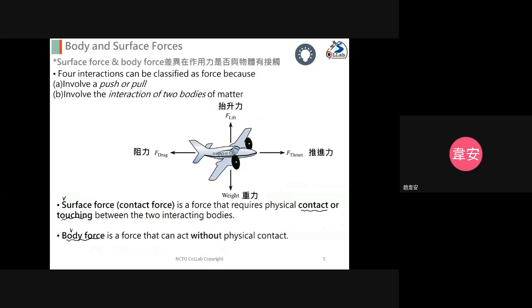We know that the weight is a body force because the weight is contributed by the Earth's gravity. So there's no contact between the airplane and the Earth. But some surface forces, such as the drag force, lift force, and thrust force, act on the surface of the airplane. So we call those surface forces.